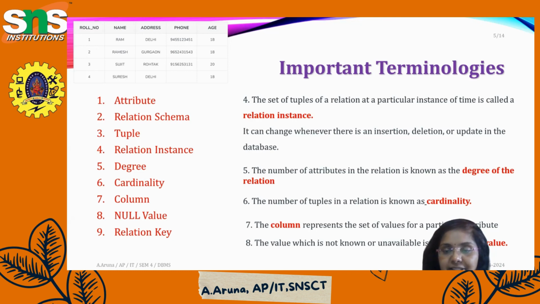And the fifth terminology is degree. Degree is nothing but the number of attributes present in a relation. For example, for this particular table, the degree is 5, because we have 5 attributes present in this table. Cardinality is nothing but the number of tuples in a relation. And also we have the column: the set of values of a particular attribute we call a column, because in a table, all columns belong to an attribute.